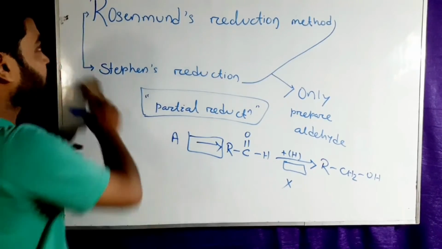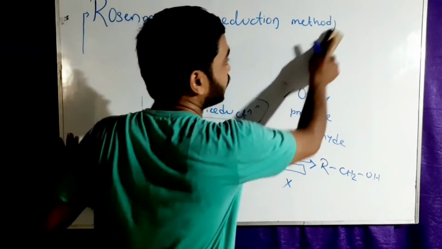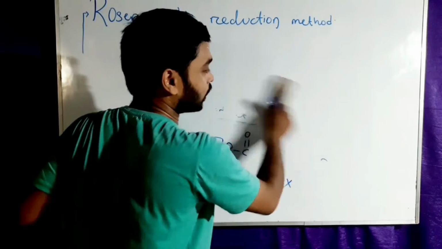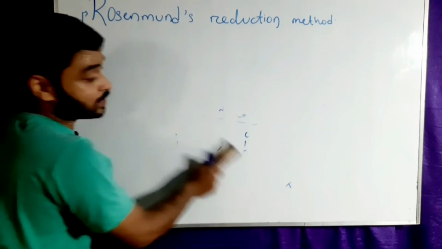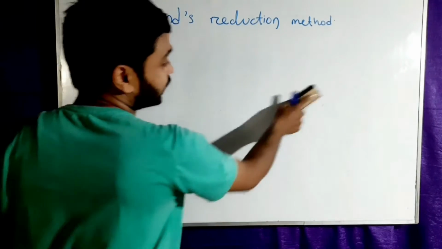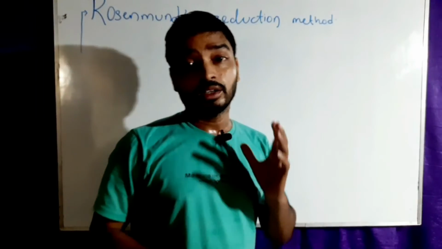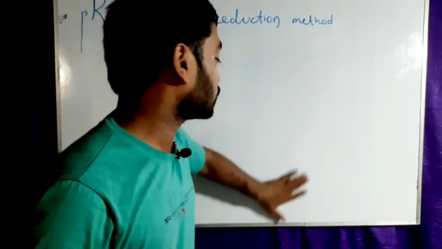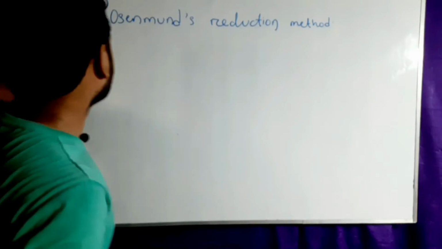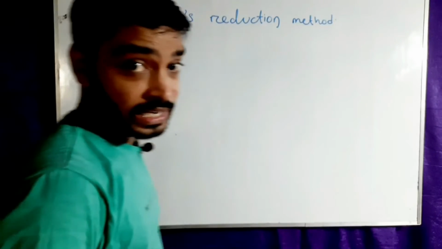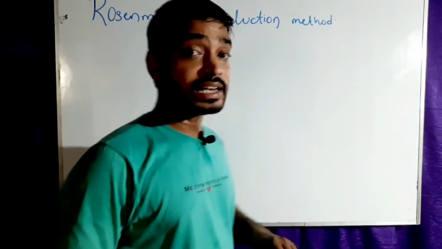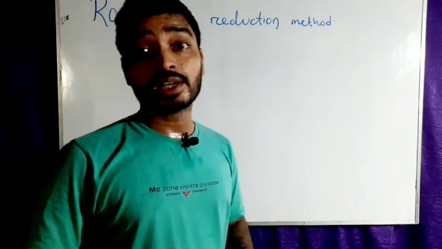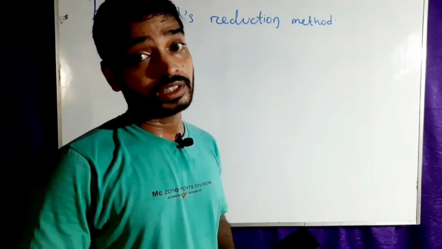Moving to the first one, the Rosenmund reduction. In the Rosenmund reduction method of preparation of aldehyde, we prefer controlled reduction, which means partial reduction of the chemicals. Here the chemical taken is acid halide, that is RCOX, the reactant which upon partial reduction will result in the formation of aldehyde rather than alcohol.